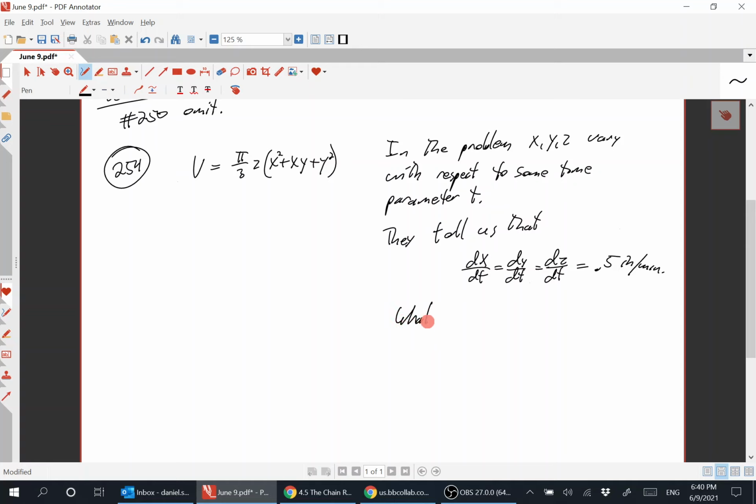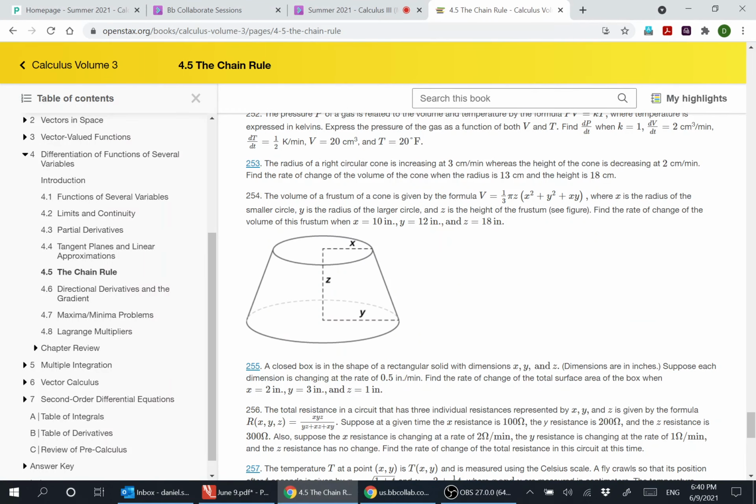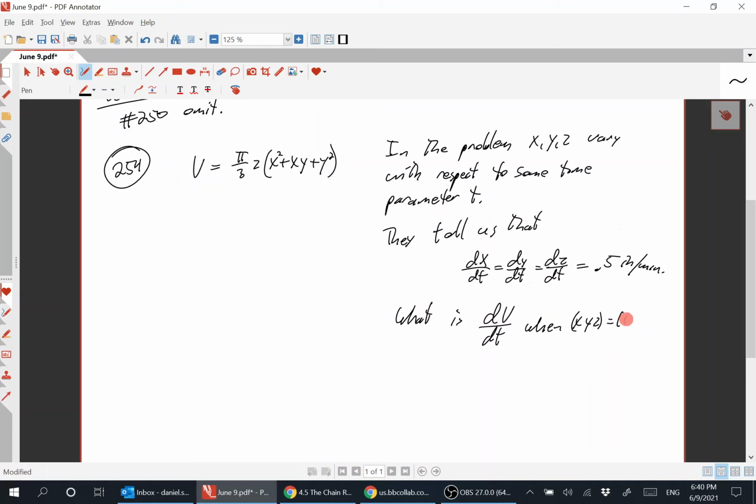So now what is dV/dt? What is the rate of change of volume when x, y, z is equal to 10, 12, and 18 inches? Okay, so what is the rate of change of volume given the rate of change of big radius, small radius, and height? Well, before in single variable calculus, you had to use implicit differentiation. So here we just use the chain rule, right?